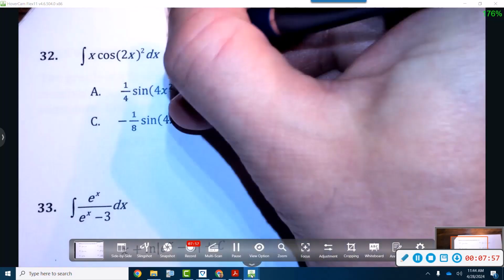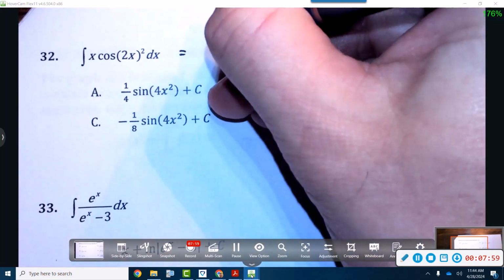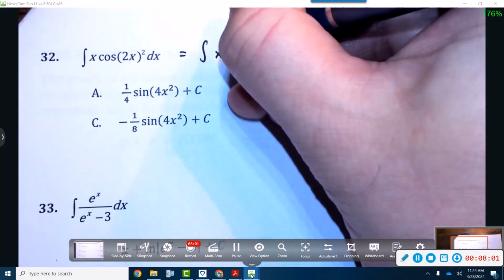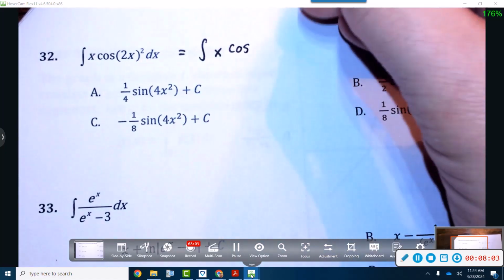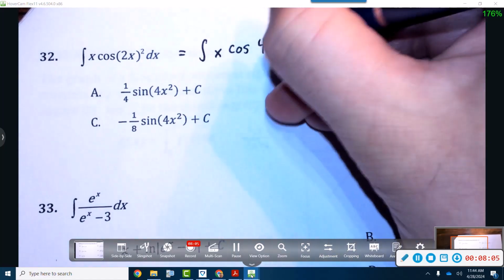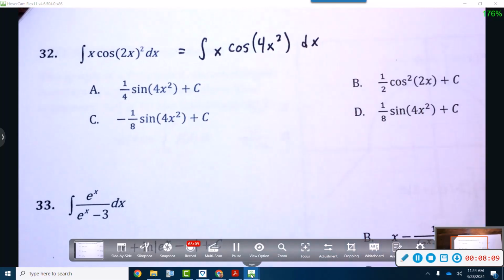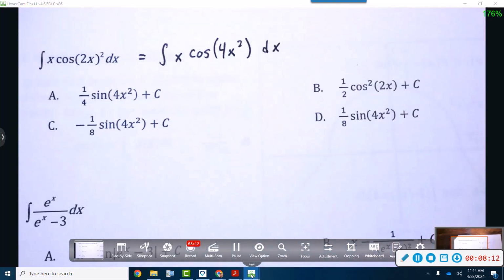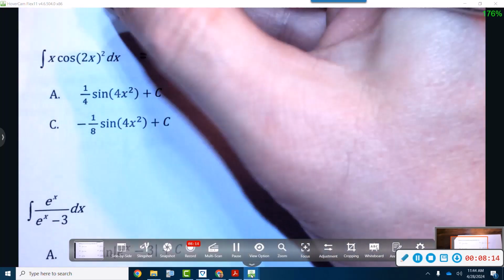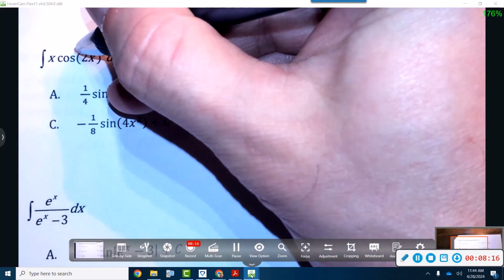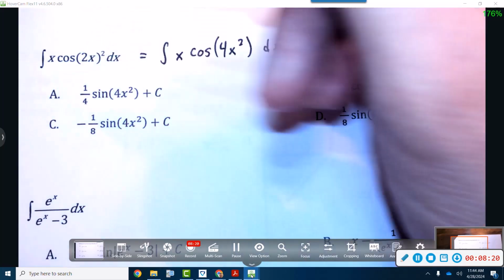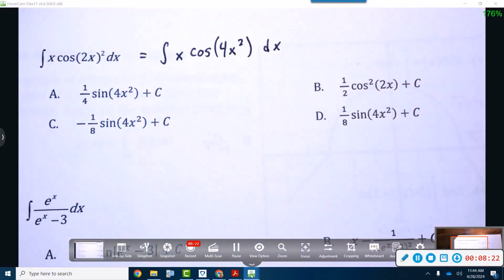Okay, well, I don't like that. That 2 is in the wrong spot, so I'm going to go x cosine of 4x squared dx. All right, now the 2, if it was there, then my u would have been something different, and that would have taken us to another level of issues.